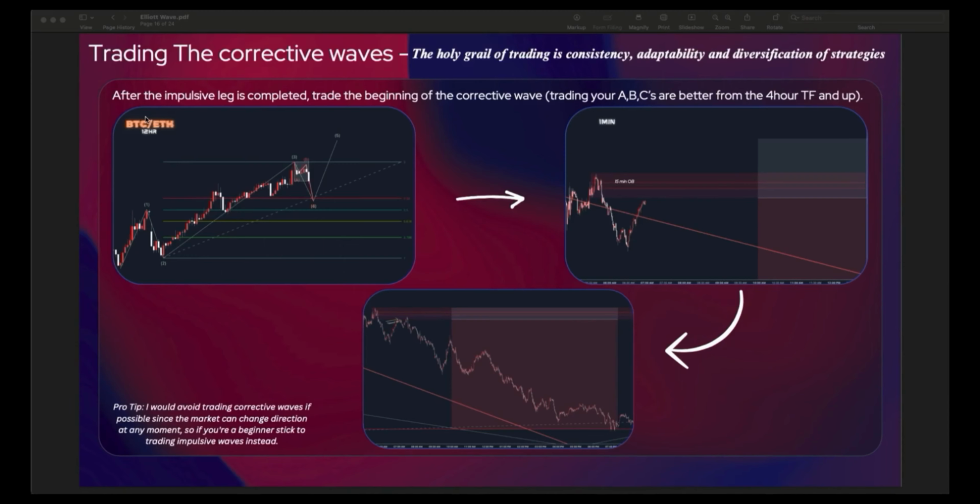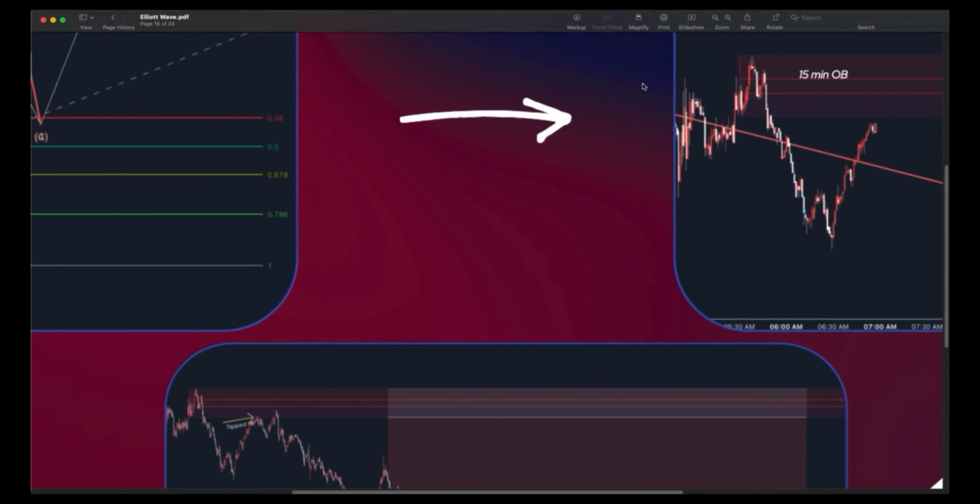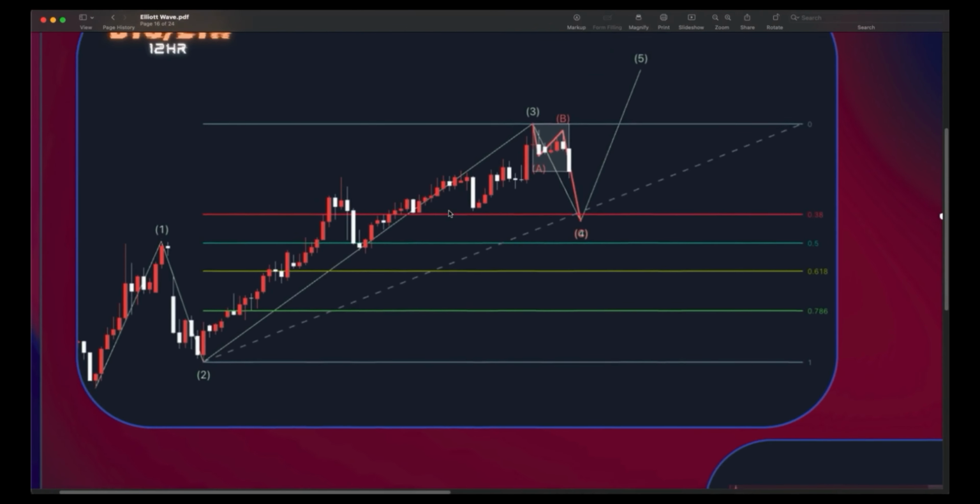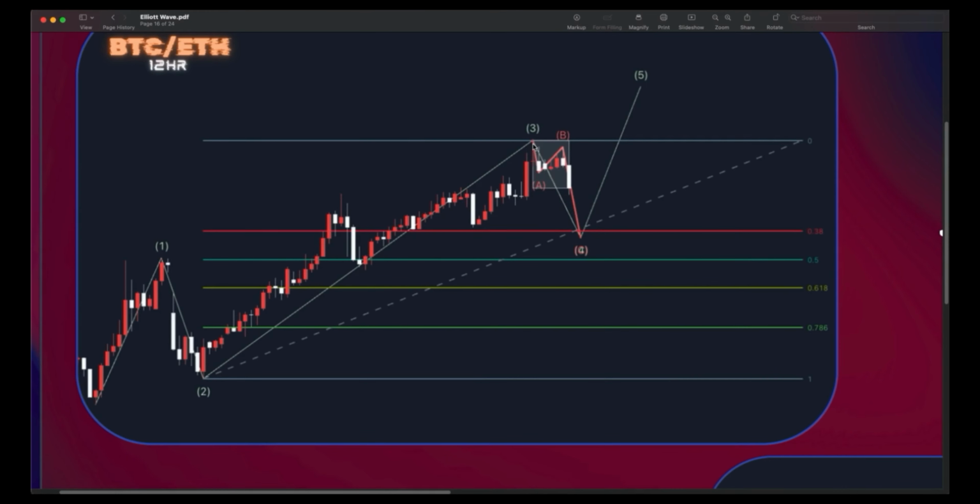Now, another one is after the impulsive leg is completed, trade the beginning of the corrective wave. Trading your ABCs are better from the 4 hour time frame and up. So we're going to use the 12 hour instead. So if you're going to start trading corrective waves, although I don't recommend you to do that, you can try it here. So as you can see, wave 3 ended here, but I confirmed it by first letting the A and B leg get marked up first. Now all that's left to target is the C leg. Now typically it's supposed to retrace to the 0.3 level, typically.